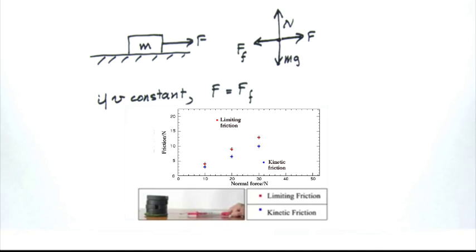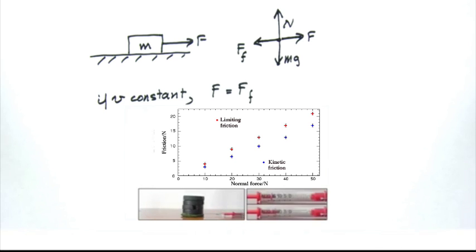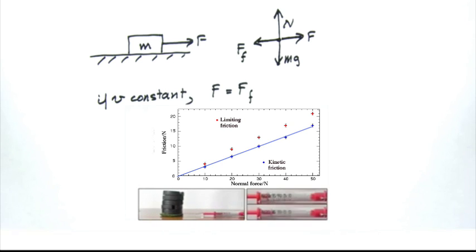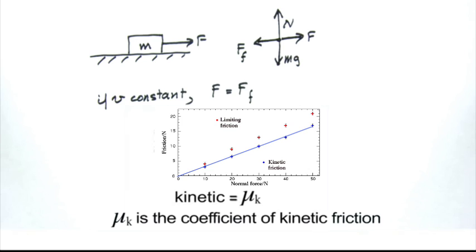As with limiting friction, we see that kinetic friction is approximately proportional to the normal force, and this time the slope gives what we call the coefficient of kinetic friction. We also notice that for these two surfaces, mu k is a bit less than mu s, and that's usually the case. Coefficients of friction are rarely much greater than about 1.